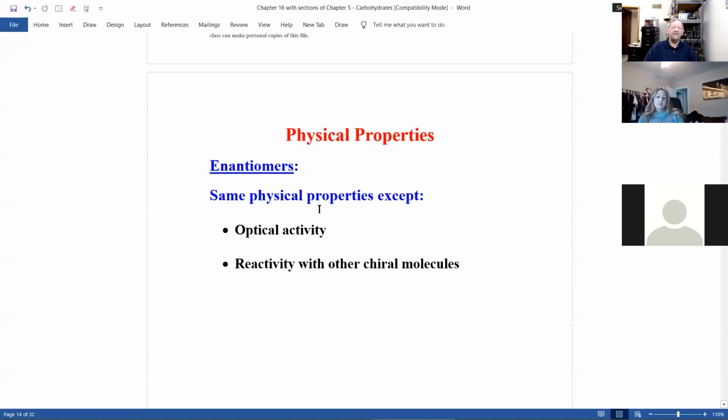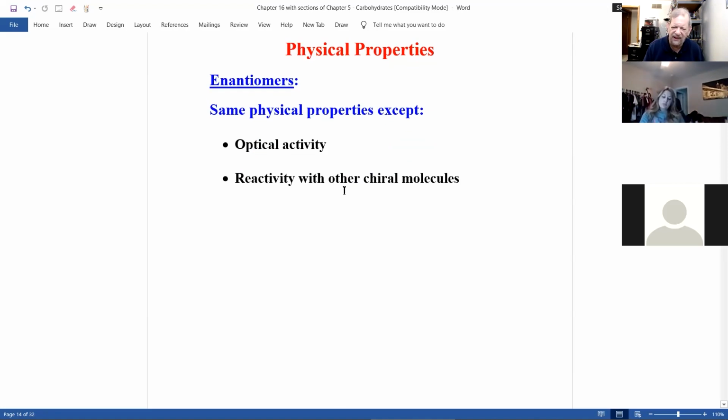Now, when we talk about enantiomers, molecules that are non-superimposable mirror images, this is something interesting. They have the same identical physical properties like melting point or boiling point, except for two things. One is optical activity, and the other is reactivity with other chiral molecules. And click, the switch is off, but this is important, especially for some of your other classes. So I do want to cover it, but I won't put it on a test or final of mine.